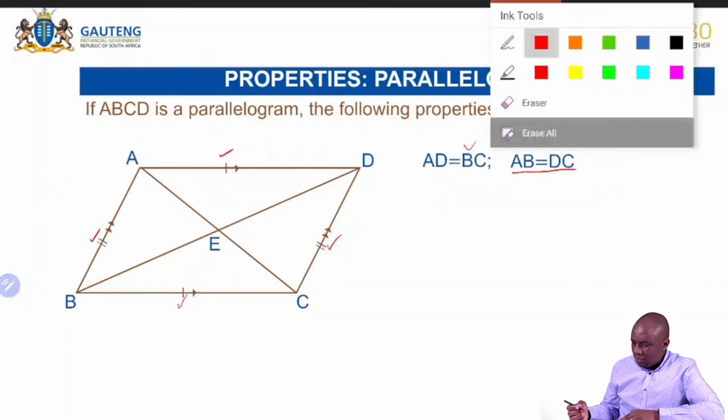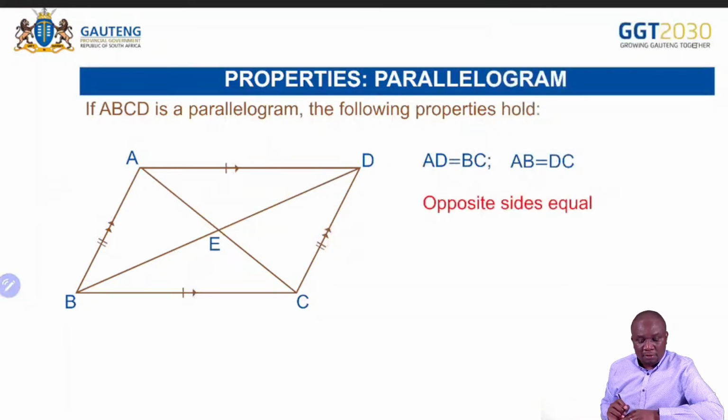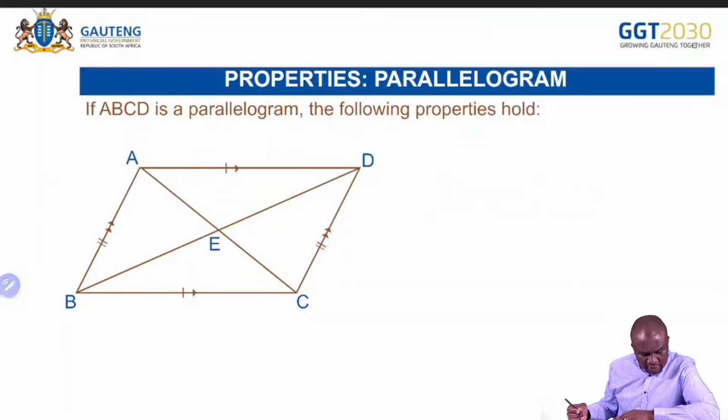Right. And then what can we conclude? We can say that the opposite sides of a parallelogram are equal. The opposite sides are equal in length. Just opposite sides equal is fine. Opposite sides equal. Okay? Let's move on to the next property. Try to write as I explain. The properties so far: opposite sides are parallel, opposite sides are equal.